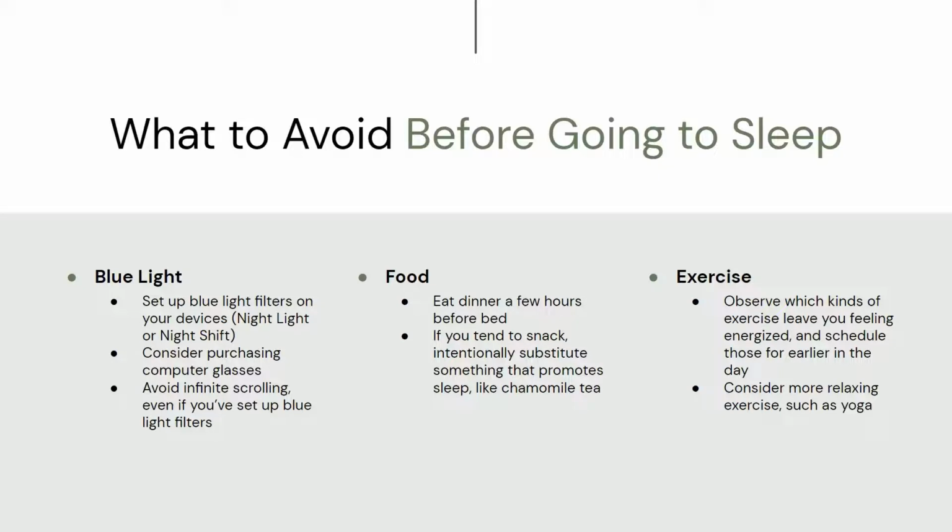And then also be mindful of the kind of exercise you're doing in the evening. A lot of exercise can leave you super energized. So as you're tracking how you feel throughout the day, be mindful of what kinds of exercise you're doing in the evening and if that's having an impact. If it is, try either scheduling your bedtime for later in the evening or trying a different kind of exercise, something like yoga that's going to calm you down rather than amp you up.